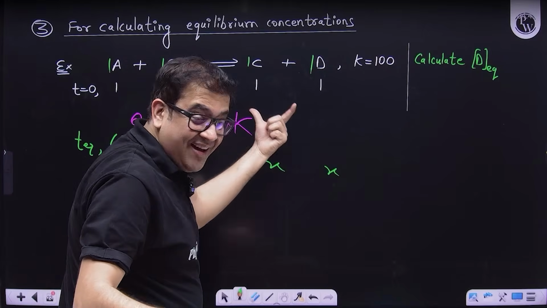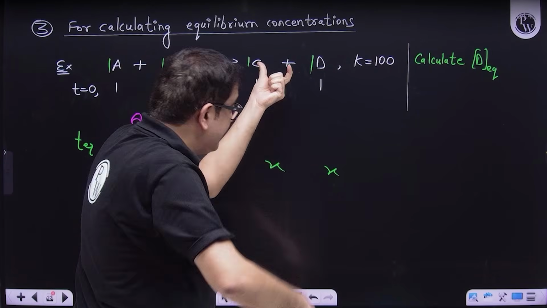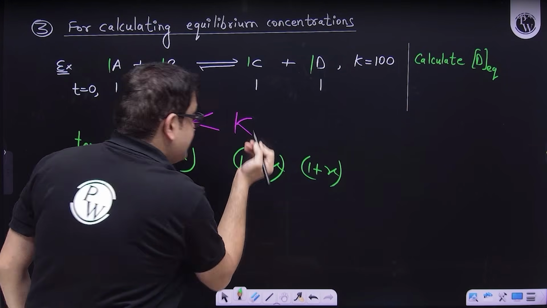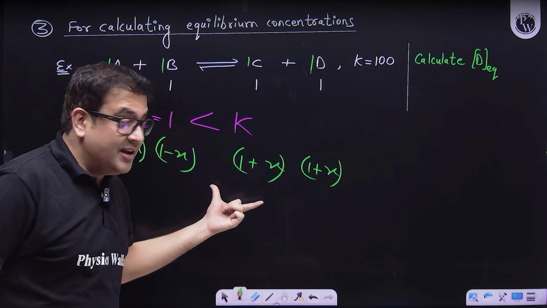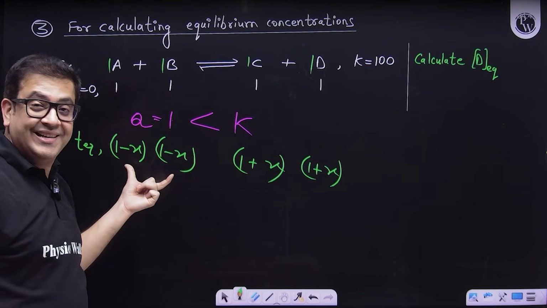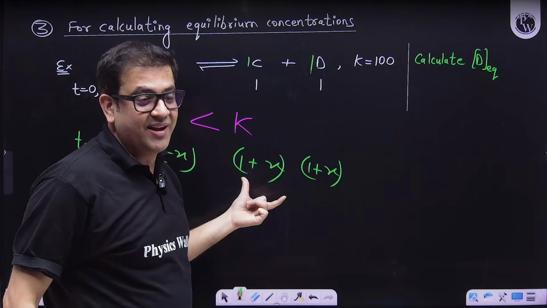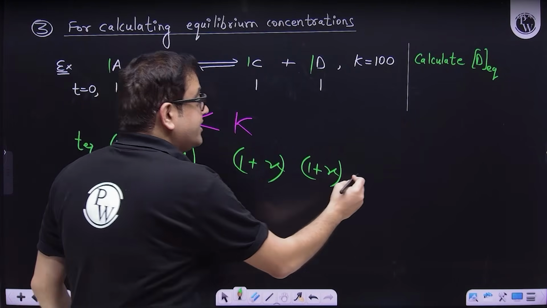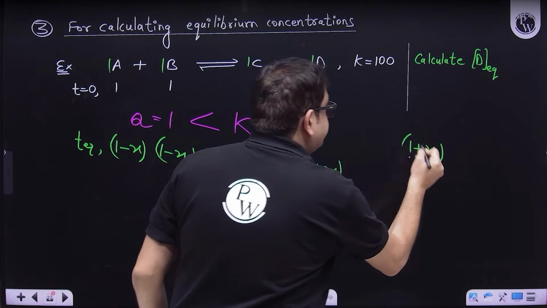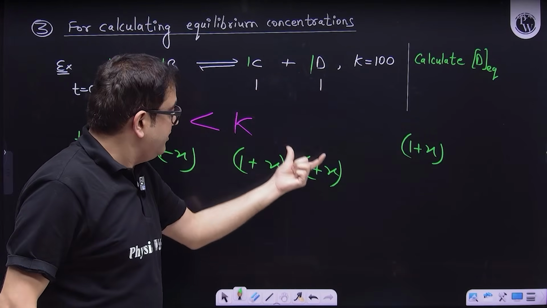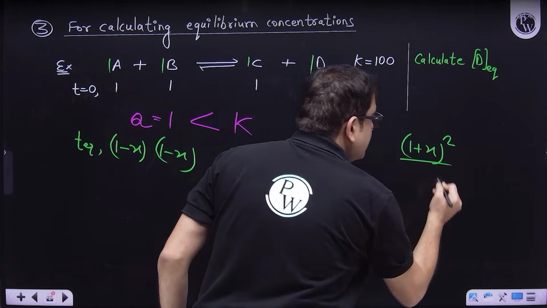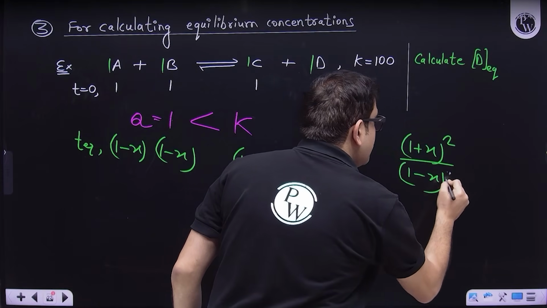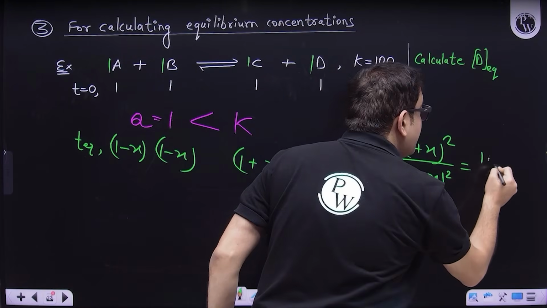But initially they were 1. So initially they were already present, and X more have been formed. So at equilibrium, their concentration will be 1 plus X. Now, at equilibrium, the concentration of product upon reactant raised to the power stoichiometry is equal to K. So what we have formulated is the equilibrium concentration. What is it? Sir, 1 plus X of C. Similarly, 1 plus X of D. So can I do 1 plus X whole square upon 1 minus X of A and B, so this is 1 minus X whole square. What is it equal to? It is equal to the value of K because these are equilibrium concentrations.